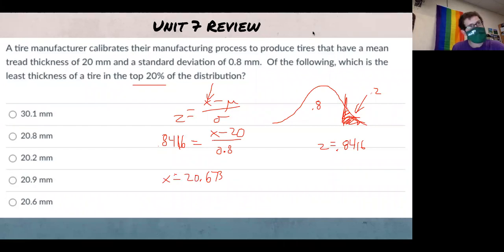Now, the question, this is where it turns into a trick question. Which is the least thickness of a tire? So anything below 20.673 is not in the top 20%. So this is not in the top 20%. That's not in the top 20%. But of the remaining ones, which is the least thickness? Well, that one is. And this one just probably would never even happen, right? So 20.8 is the best answer here.